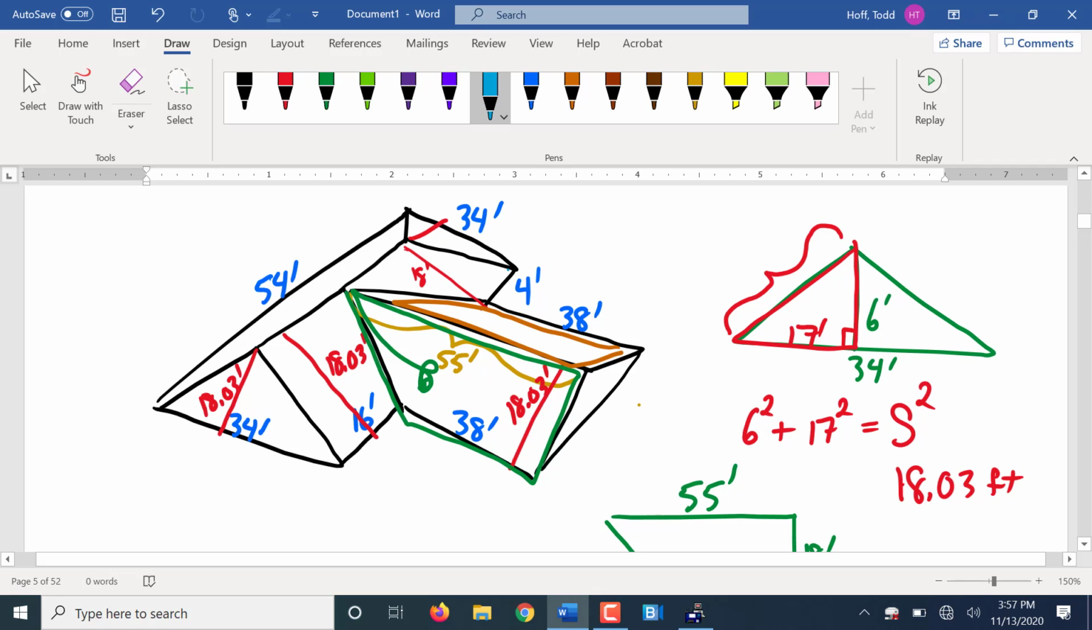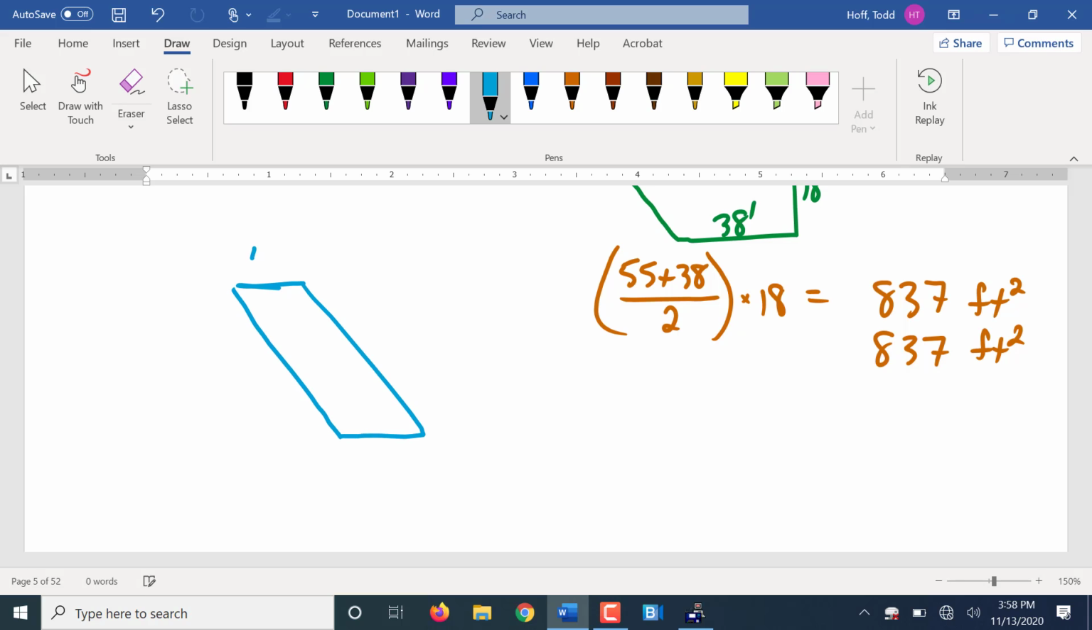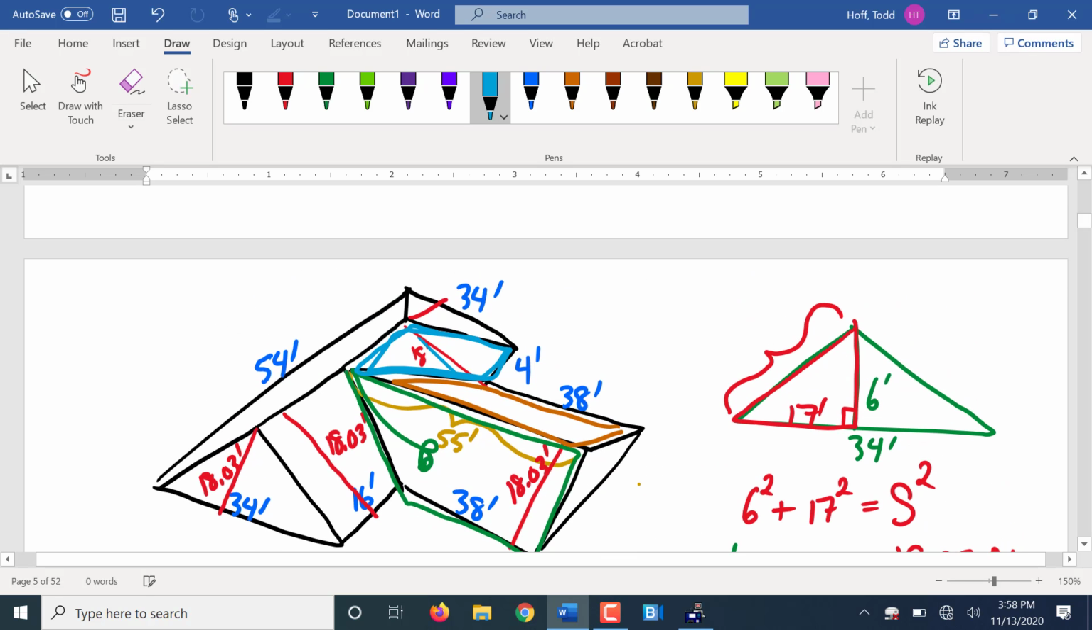Next, we'll take a look at this piece right here. That piece is a parallelogram. It's 4 feet by 18 feet. How do I find that area? 4 times 18. 72 square feet. So we found that. Let's just keep working our way around here.